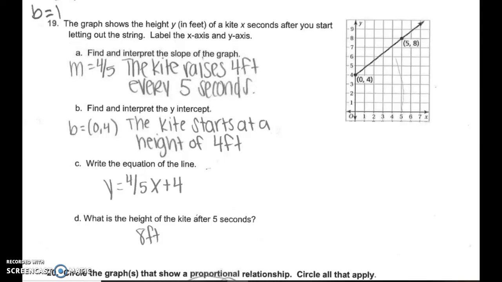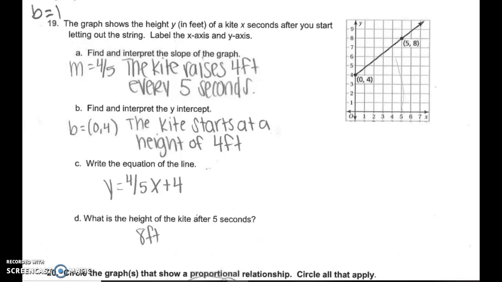Okay, and number 19, you are finding and interpreting the slopes. Remember, slope is just rise over run. So just count up and over. Remember to pay close attention to the interval on your graph in case we're not counting by 1. So slope is 4/5, which means the kite raises 4 feet every 5 seconds. Remember, your labels come from up here in the prompt. The y-intercept is this point right here, 0, 4, which means the kite started at a height of 4 feet.